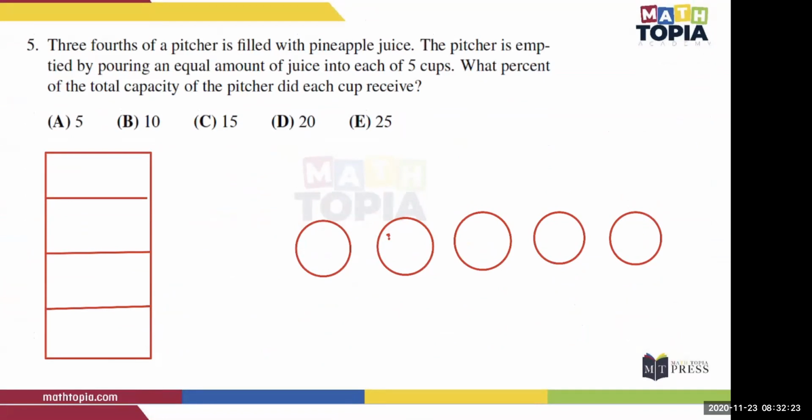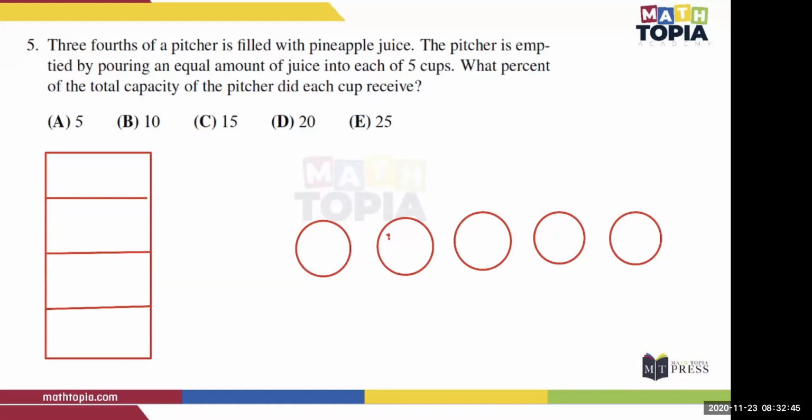Okay, first I'll read the problem. 3/4 of a pitcher is filled with pineapple juice. The pitcher is emptied by pouring an equal amount of juice into each of 5 cups. What percent of the total capacity of the pitcher did each cup receive? What number should we use, Professor?